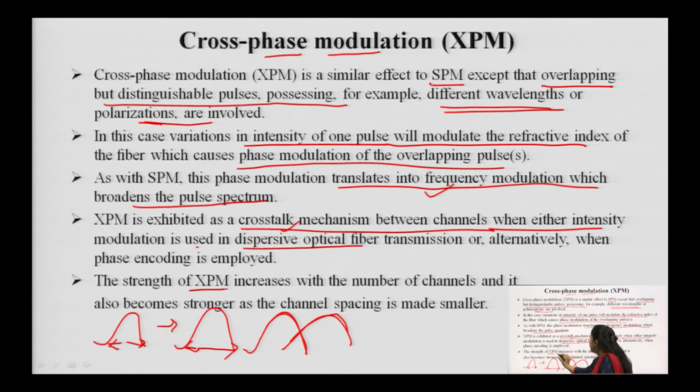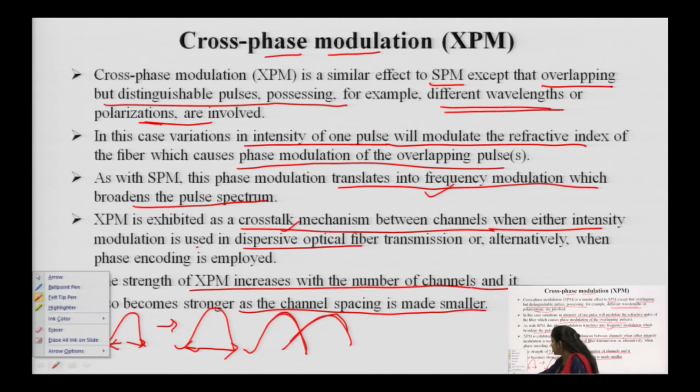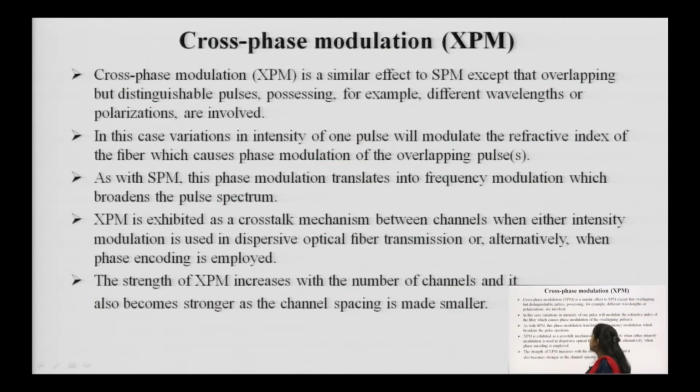Strength of XPM increases with the number of channels, and it also becomes stronger as the channel spacing is made smaller. If we look at this particular statement, the strength of XPM increases with the number of channels involved. Number of channels involved means the number of light rays of different wavelengths increases.